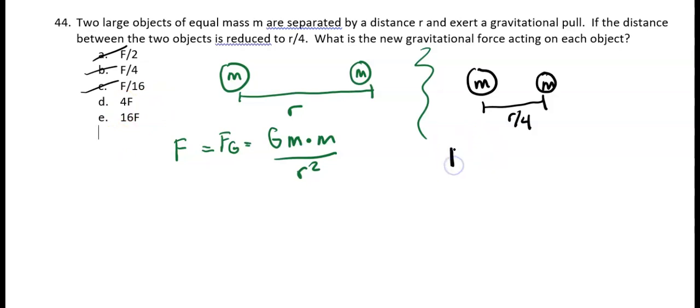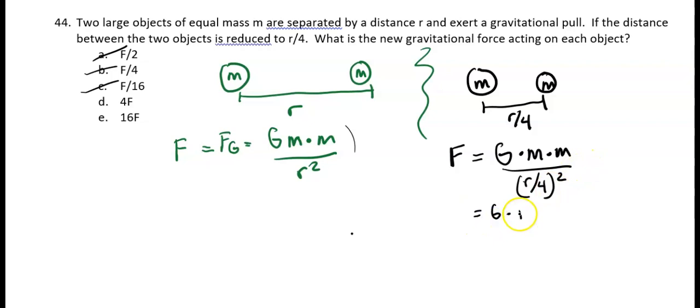So I'm going to basically plug it into this equation right here and compare it to what it was. So G is still the same. We still have M and M. R right there is now R over 4 squared. So let's think about what that is. So that's going to be G times M times M over R over 4 squared. We have to square each thing. So that's like R squared over 16. To me, it looks like it's changing by 16, so I'm going to think it's E, but let's prove it.